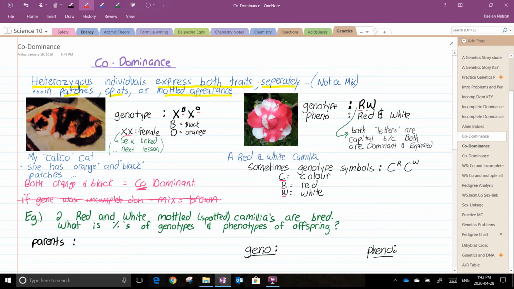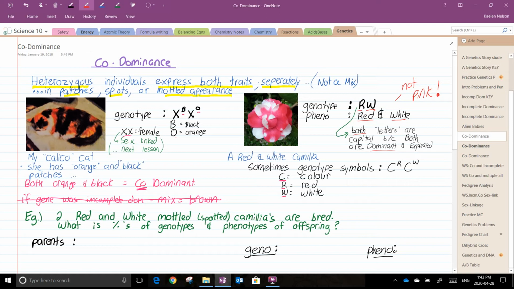So this R and W is both red and white. Again, it is not pink. Okay, if it were pink, that would be incomplete. This is not. And we use both letters as a capital because they're both dominant and expressed.